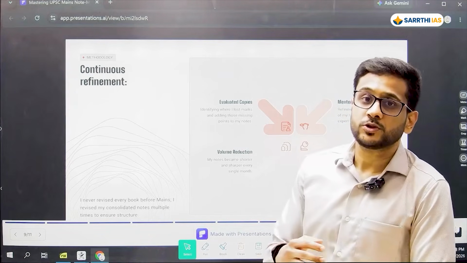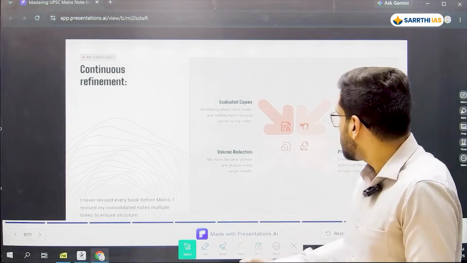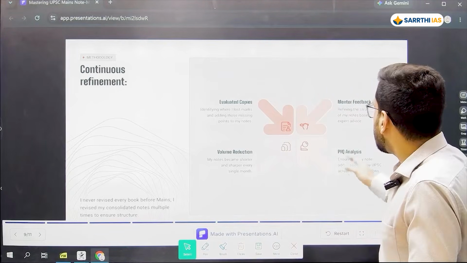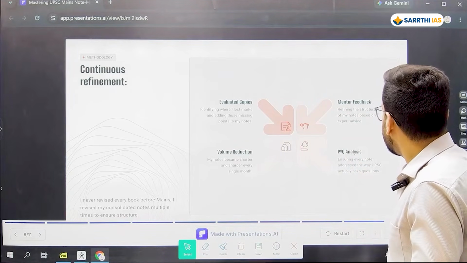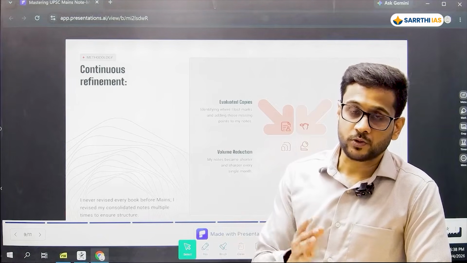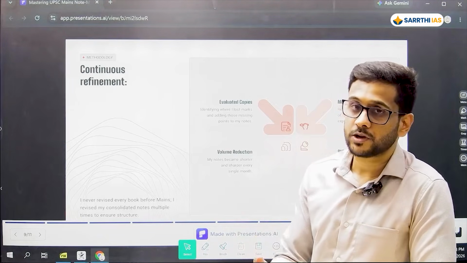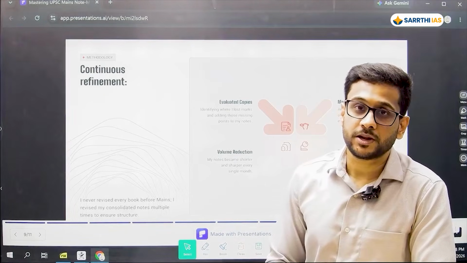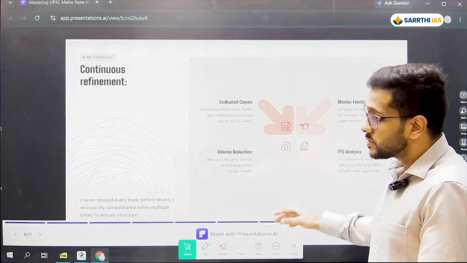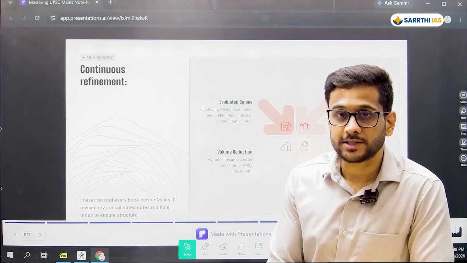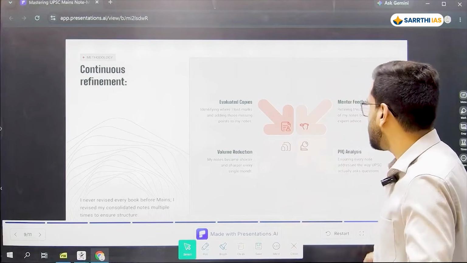I used to show it to my mentors to check whether I was making too big or too small notes. So you have to take mentor feedback. Compare your notes with PYQs, whether your content is aligned with what UPSC is asking. And volume reduction is non-negotiable, because your notes should become sharper and more concise so that you can revise them very fast.